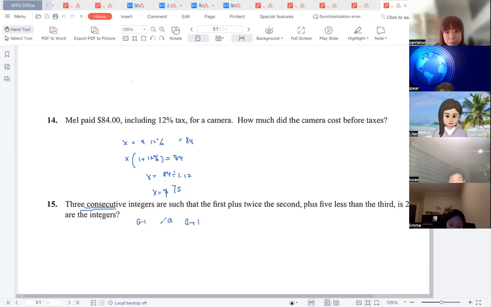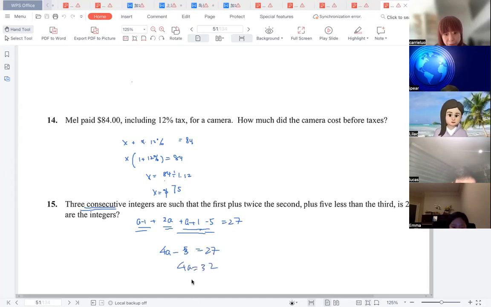Such that the first plus twice the second plus the 5 less than the third equals 27. This is the first one, twice the second, and the third one, 5 less than the third one equals 27. So basically 4a minus 5 equals 27. So 4a equals 32. So a equals 8. But that's not enough, okay? So the middle one is 8, the first one is 7, the third one is 9.